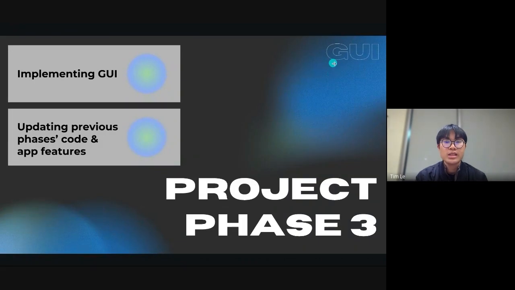Our final phase is implementing our GUI. We also update our previous phases' code so that our program works the best. We test our app with JUnit tests that mainly test our database and our core object classes. And for our GUI, we tested manually.